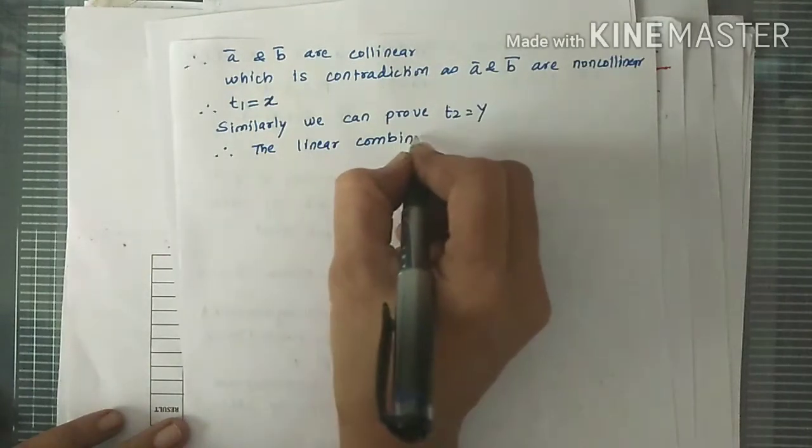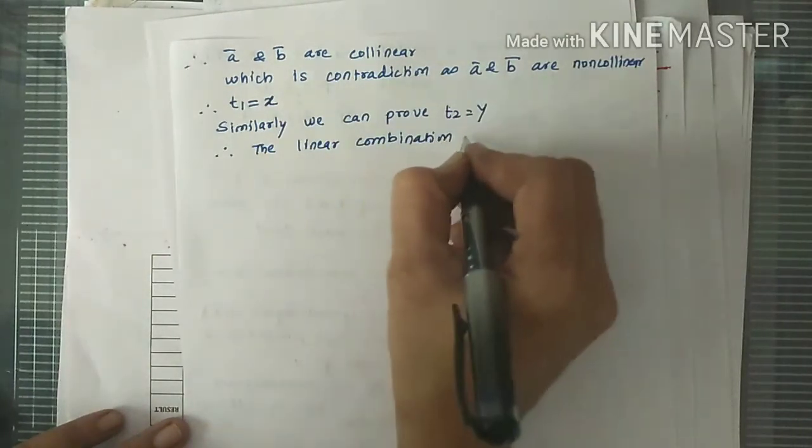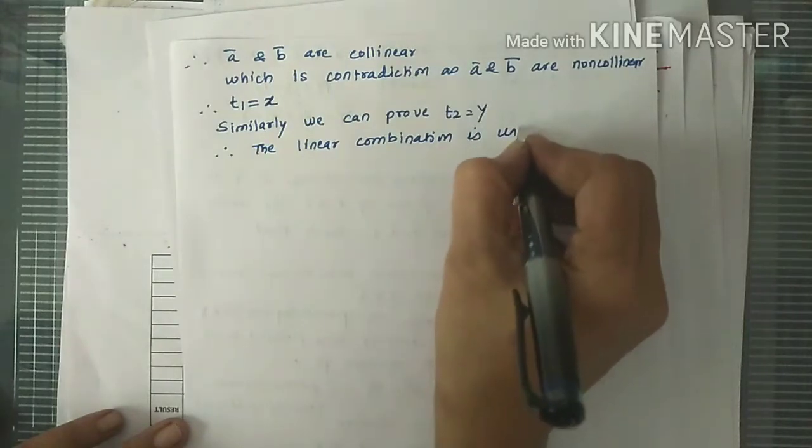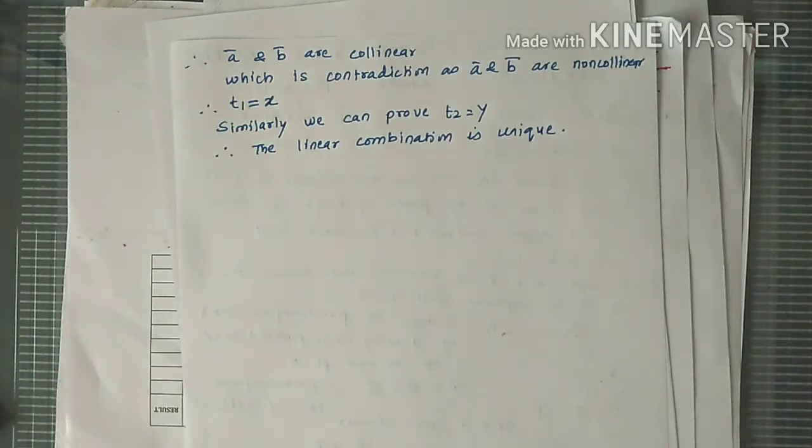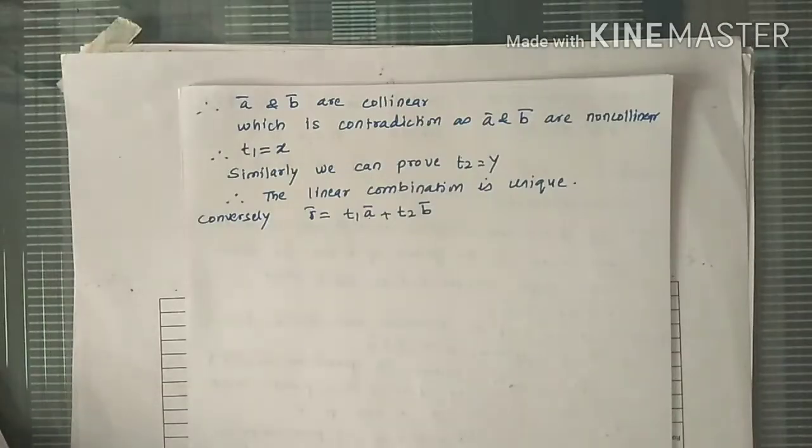So this is the first part, that is the only if part. The only if part is: if R bar is coplanar with A bar and B bar, then R bar can be uniquely expressed as a linear combination of A bar and B bar. Now conversely, let's assume that R bar is T1 A bar plus T2 B bar. So we have to prove that R bar, A bar and B bar are coplanar.